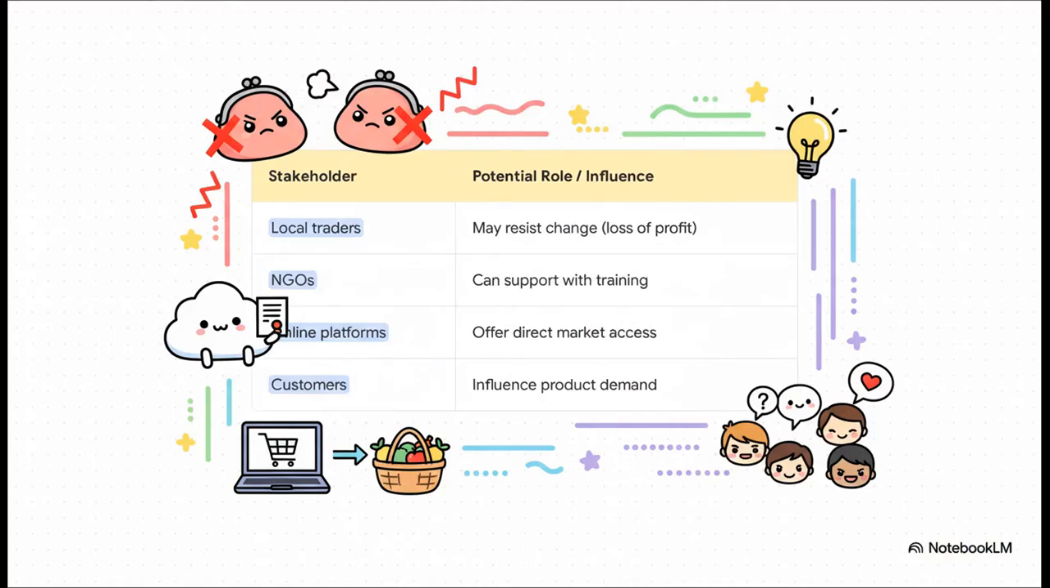Okay, now for the stakeholders. And this is where things get really interesting and complex. You've got local traders or middlemen who might actually fight this project because, hey, it cuts into their profits. Then you've got allies, like NGOs who can offer training, or online platforms that give direct access to a market. And you can't forget the customers. They're the ones with the wallets. A successful plan isn't just about having a good product. It's about navigating this entire messy web of competing interests.